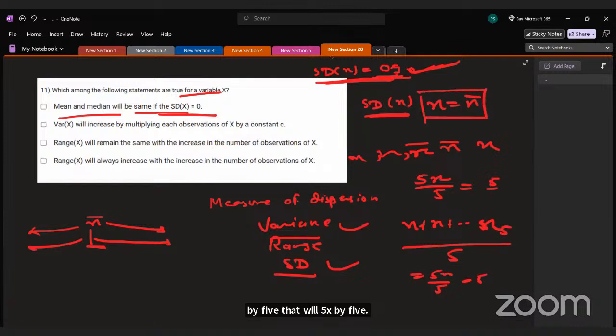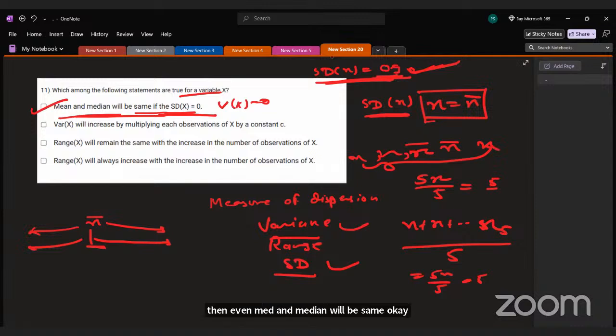And similarly, all the observations are the same, so whichever is the median, that will be x only. So if the standard deviation, or even if it's given to us that the variance is 0, then even the median will be the same.